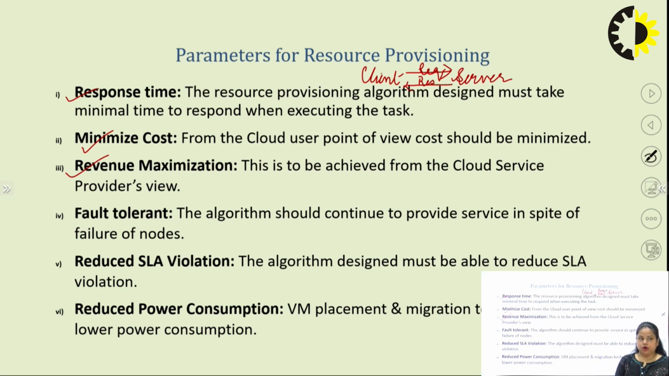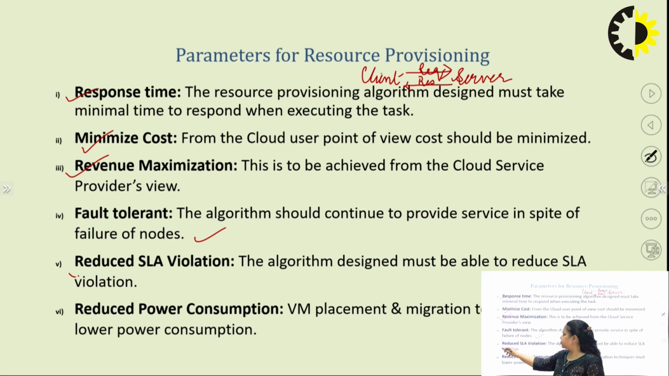The next is fault tolerance. Fault tolerance is related to the failure of nodes. In resource provisioning, the algorithm should continue to provide services to the users in spite of node failures. Suppose there is a large network and some of the nodes fail. In that case, it will not create an impact on the rest of the network. So if a certain number of nodes fail, it will not make any impact on the system, and the rest of the network or the rest of the algorithm will work in a similar pattern.